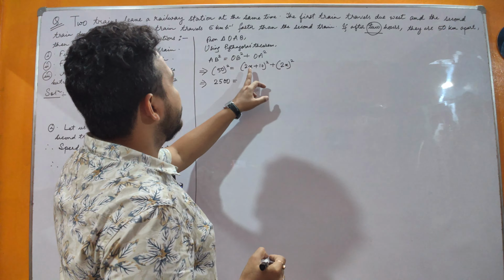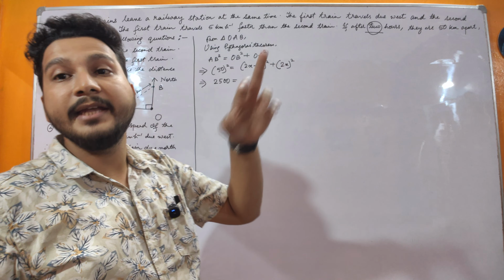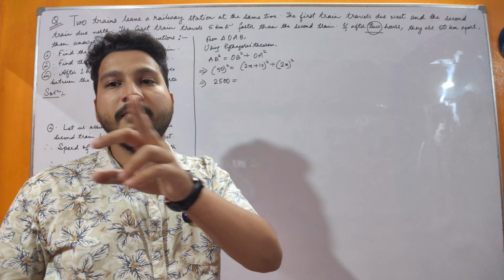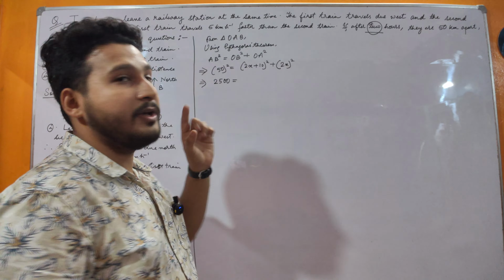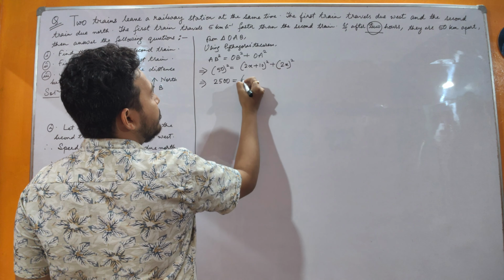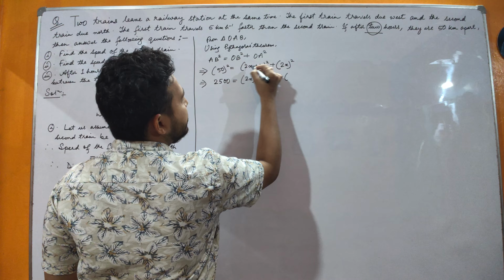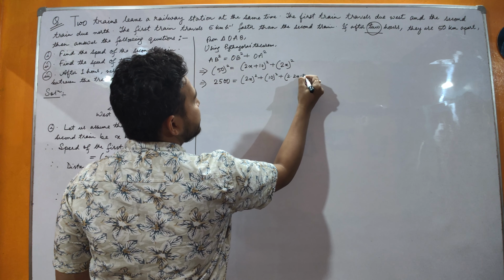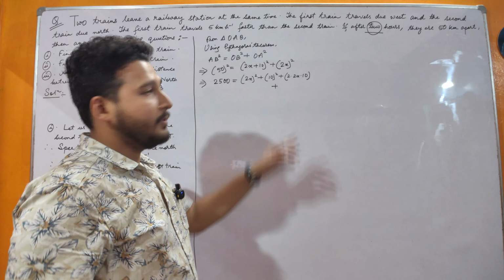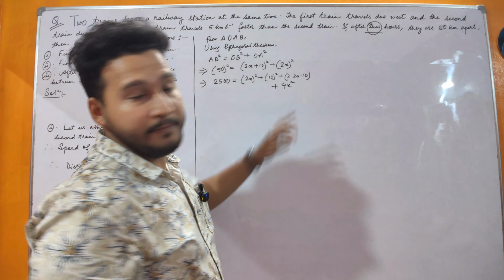Now, twice x plus 10 whole square. That's a plus b whole square. We can use the algebraic identity: a plus b whole square gives a square plus b square plus twice ab. We can use the identity which we have learned in class 8 and 9 also. So a square plus b square plus twice ab: 2 into twice x multiplied by 10, plus what is twice x whole square? 2 times 2 gives 4, x square.